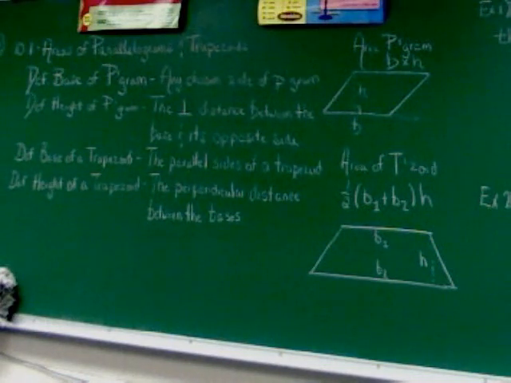Base of a trapezoid, the parallel sides of a trapezoid. Height of a trapezoid, the perpendicular distance between the bases.